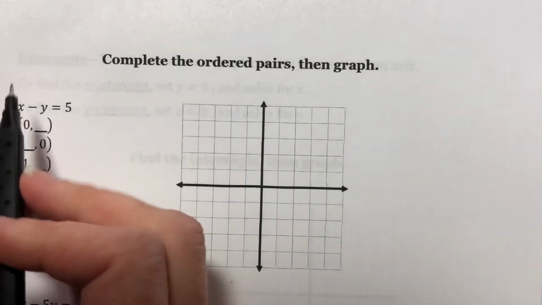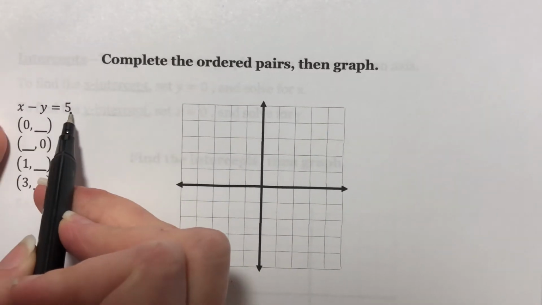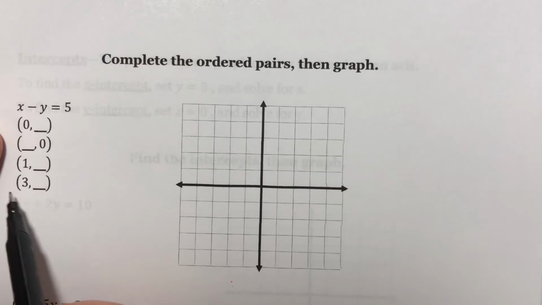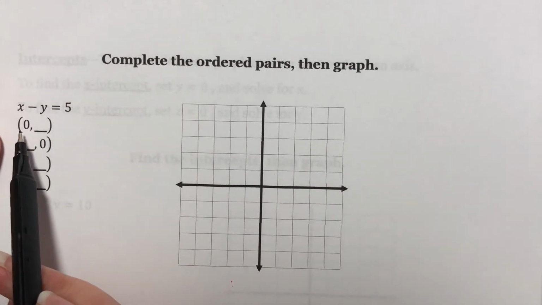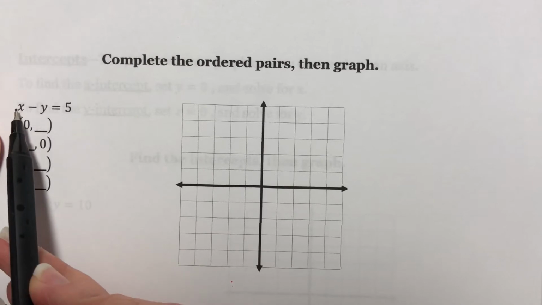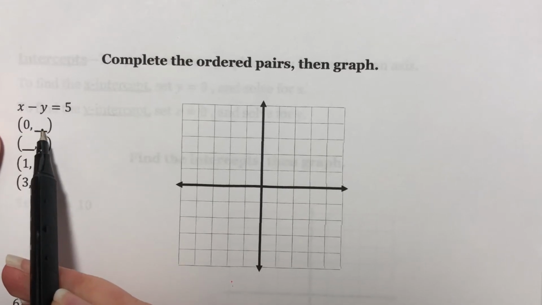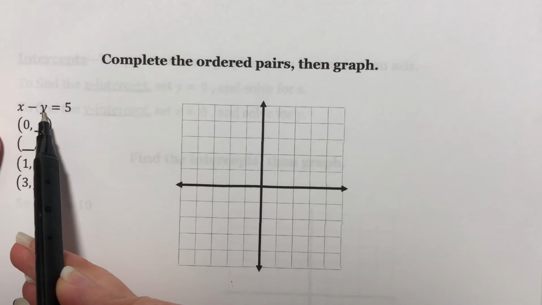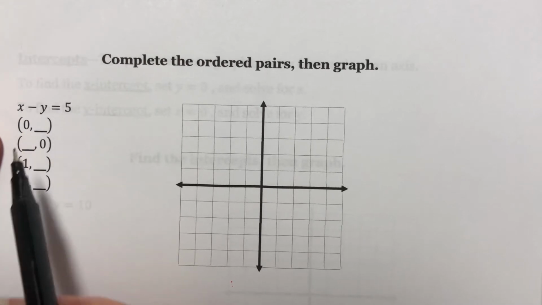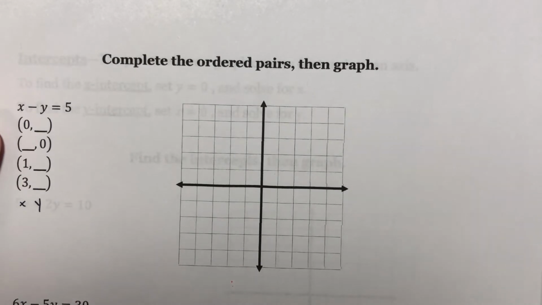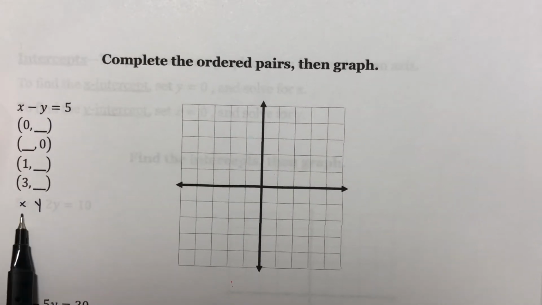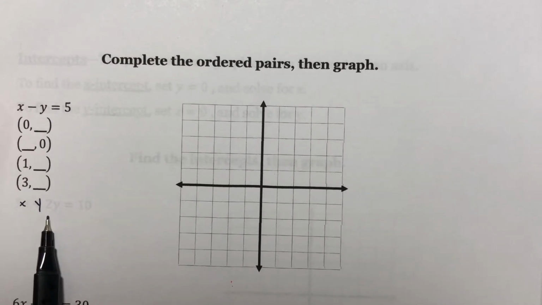So let's just look at this. We have x minus y is equal to 5. Basically, I have 4 little problems here. This one is telling me to plug in 0 for x and see what my y has to be. This one says plug in 0 for y and see what my x has to be. Remember, these are x and then y. So whichever coordinate you have, you're going to plug in and find the other one that goes with it.